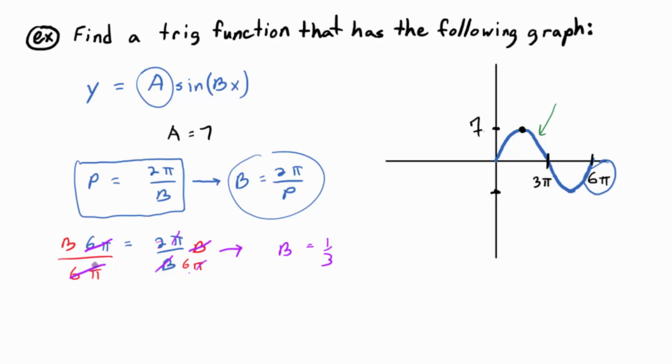Y equals A times sine of B times x. So fill in this formula. What do you get? Y equals A, which was 7, sine of 1/3 x, or x over 3, same thing.